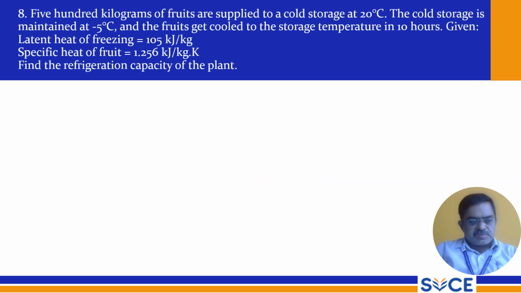Coming to the next problem, 500 kilograms of fruits are supplied to a cold storage at 20 degrees Celsius. The cold storage is maintained at minus 5 degrees Celsius, and the fruits get cooled to the storage temperature in 10 hours. Given a latent heat of freezing equal to 105 kilojoules per kg, specific heat of fruit equal to 1.256 kilojoules per kg Kelvin. Find the refrigeration capacity of the plant. So this is again a simple question only.